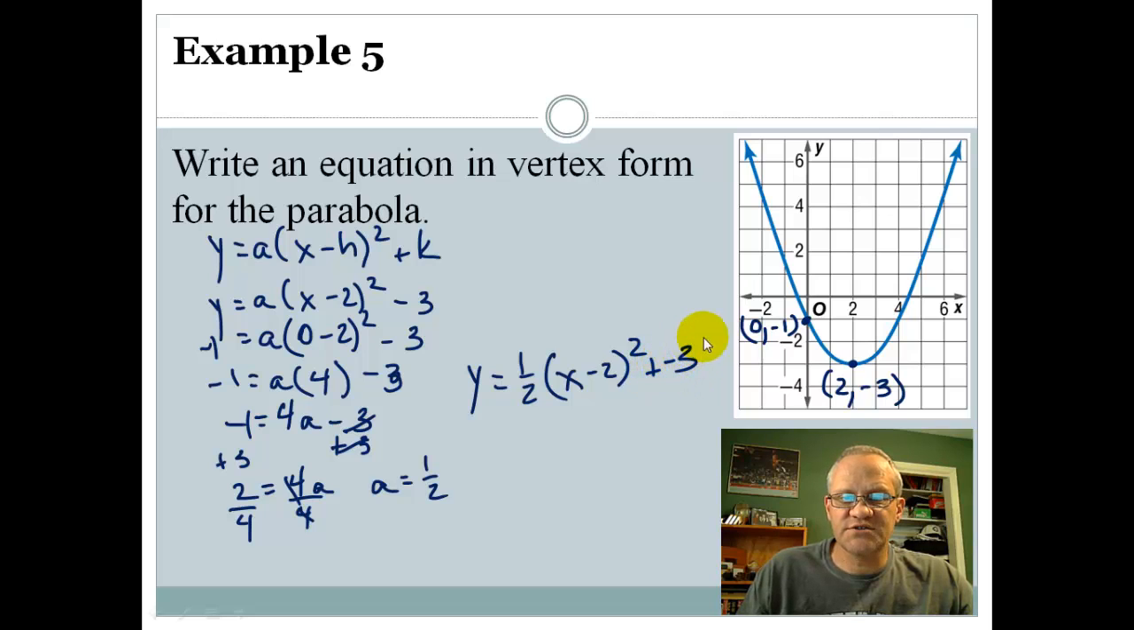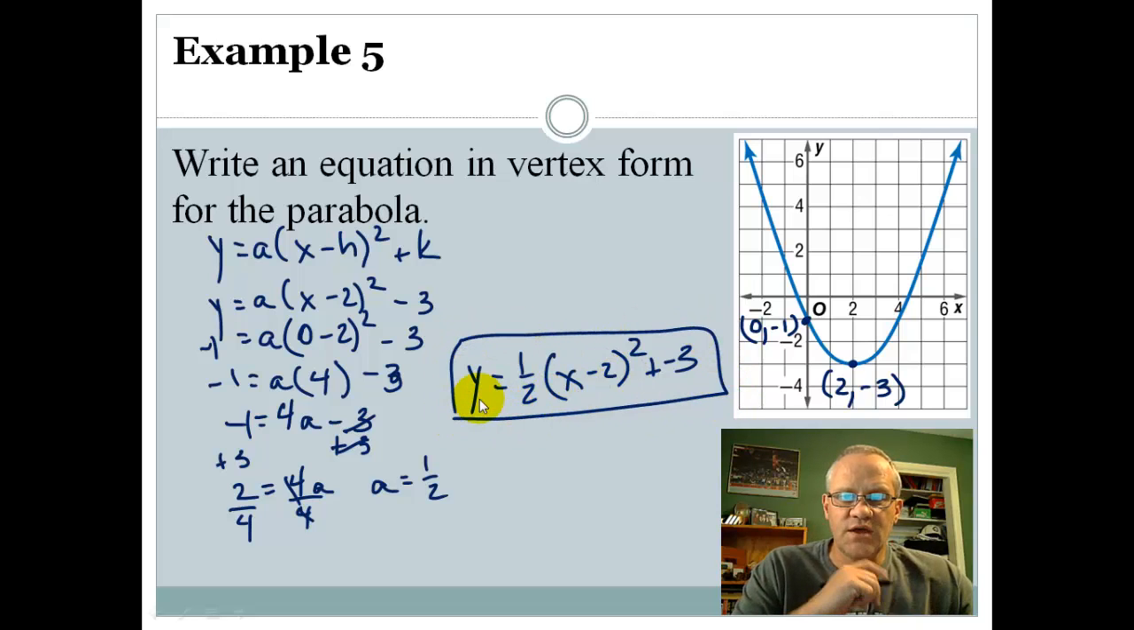minus 3. I wrote plus a -3, but I would probably write minus 3. So that's the pattern on those. Find the vertex to plug in the 2 and the -3 into the form. Find the other point to plug in for x and y, then solve for a. Then go back and plug in a and move the x and the y back to x and y. Okay, so that's it.